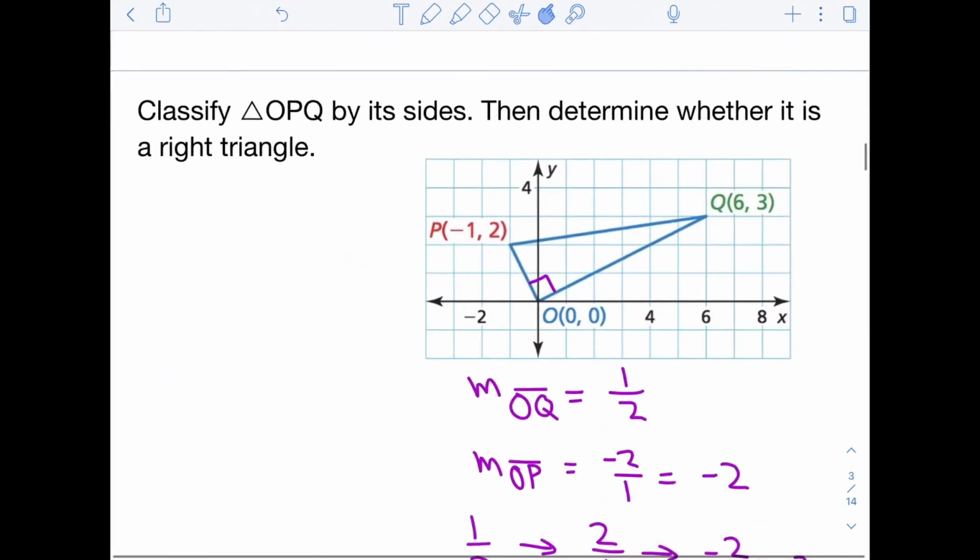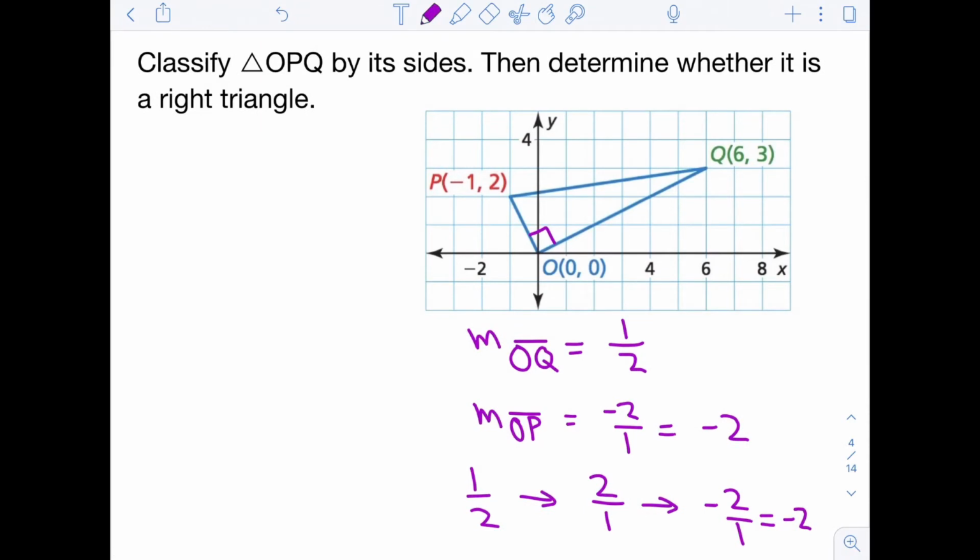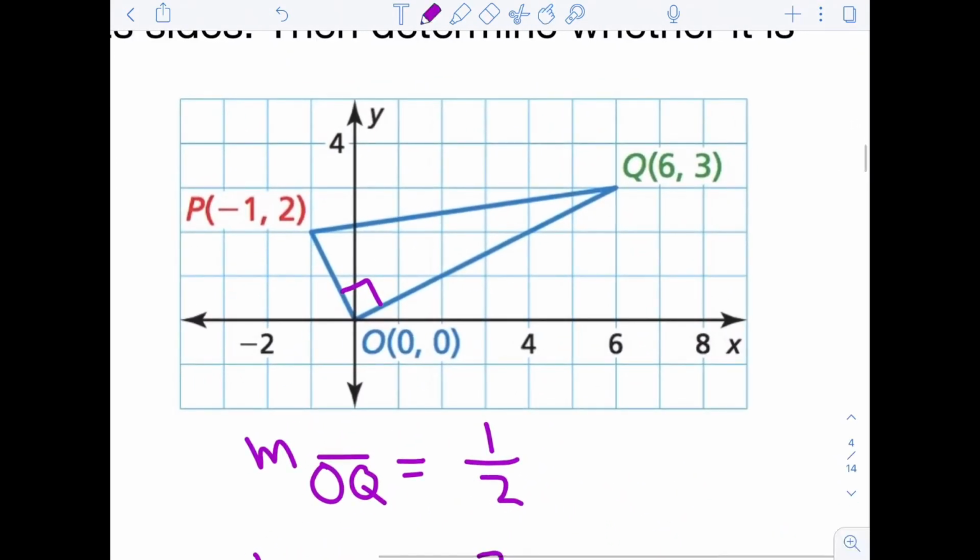So now that we know that triangle OPQ is a right triangle, now we have to classify it by its sides. We have to figure out if it's scalene or isosceles or equilateral. So we know that in a right triangle, there's something called the hypotenuse, which is segment PQ right here. And what that means is that the hypotenuse is the longest side of a right triangle. So we know that segment PQ is the longest side. So that means it's not an equilateral triangle because one of the sides is going to be longer than the others. So now we're left with either isosceles or scalene.